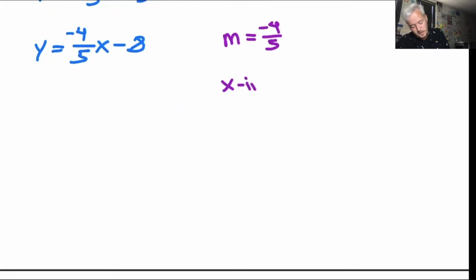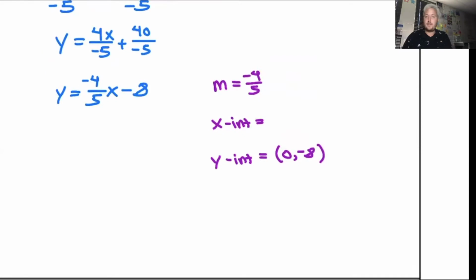Then I also want to find my x-intercept and my y-intercept. If you look, our y-intercept is actually right here. It's our -8. So we have a y-intercept of -8. But if you notice, we didn't get our x-intercept. So we still have to find the x-intercept.